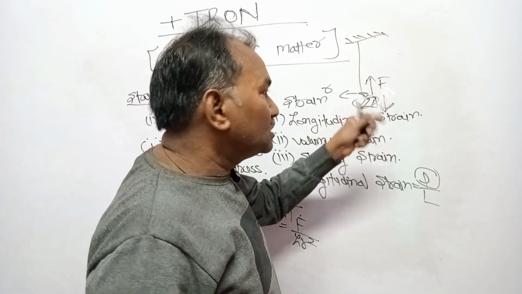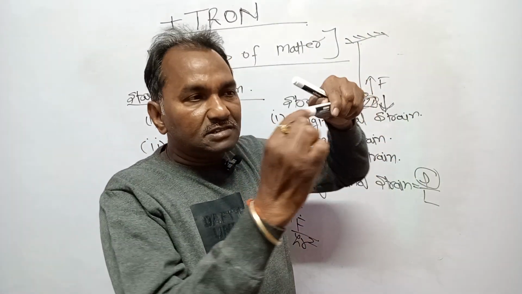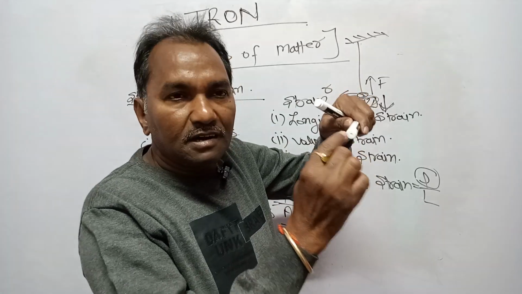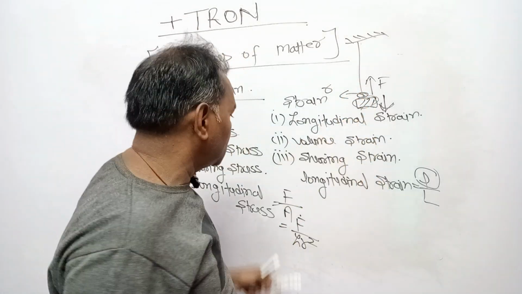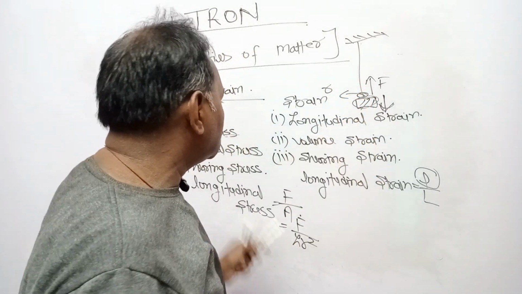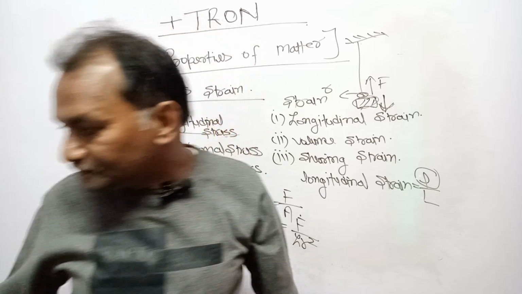If this is the wire, then this is a cross section and r is the radius of this cross section. So force divided by area is equal to the longitudinal stress.